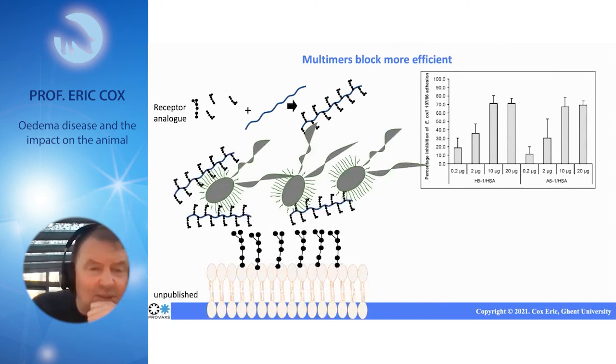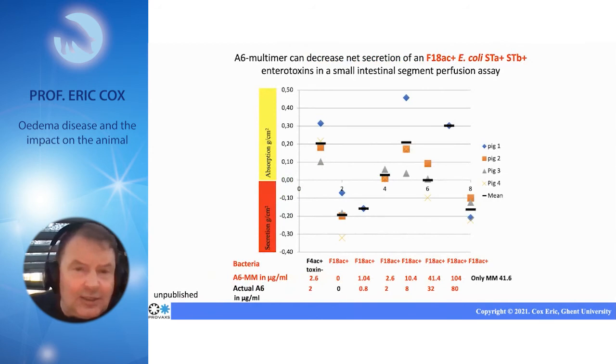So that's a little bit the way it worked. So we went to different experiments. In the first experiment, we tested this in a diarrhea experiment. This is an in situ experiment in which different segments of the intestinal tract of piglets are perfused with bacteria. Here you see a toxin negative F4 strain.